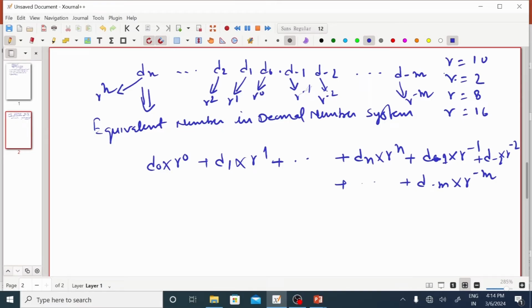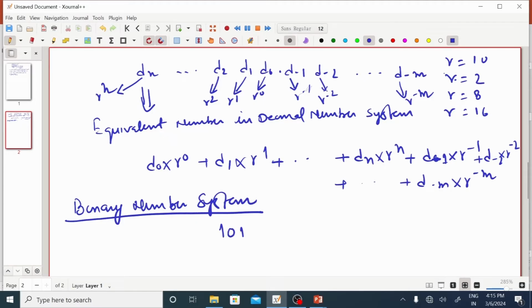Let us take an example of the binary number system. Binary number system means when any number is represented in the form of 0 and 1, then it is called a binary number system. So suppose we use only 0 and 1 to represent the information. Suppose this is 10110.101. Let us take this, and what is the base of this number system?